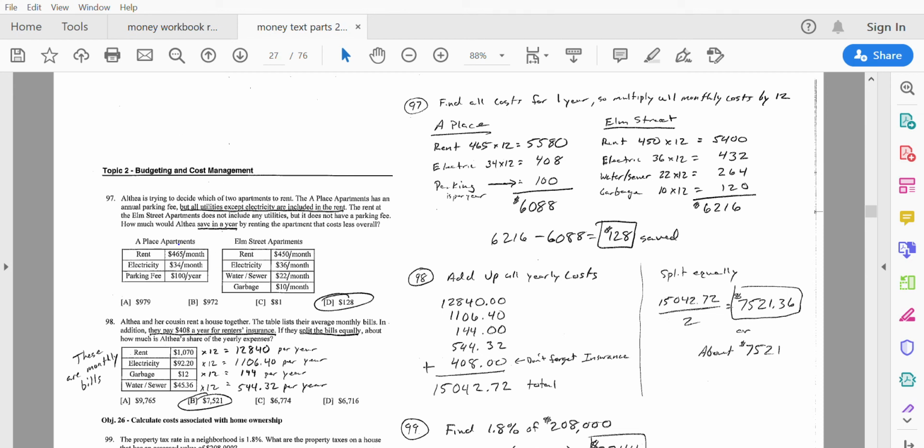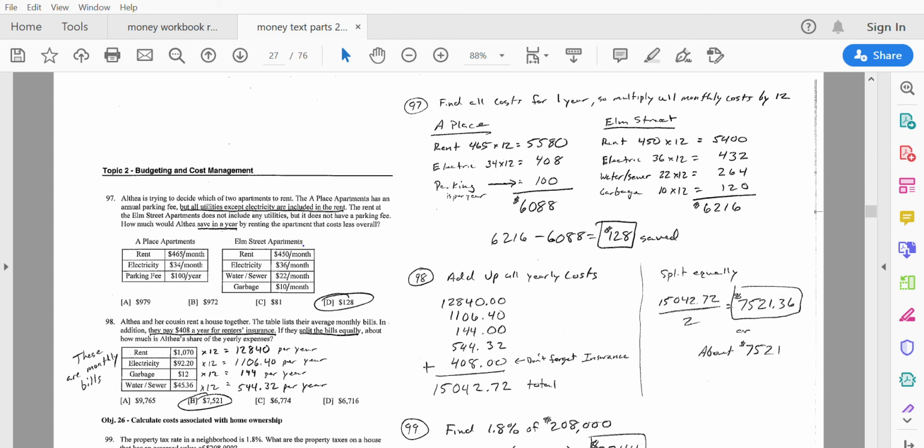Okay, so rent is $465 a month. So we took $465 times 12. So it's $5,580 for the year. Electricity is $34 a month, so we have to take 34 times 12. So that's $408. The parking fee says $100 a year, so we don't have to multiply that by anything. That $100 just goes right here. Okay. We add up those costs for the A Place Apartments. We get $6,088.